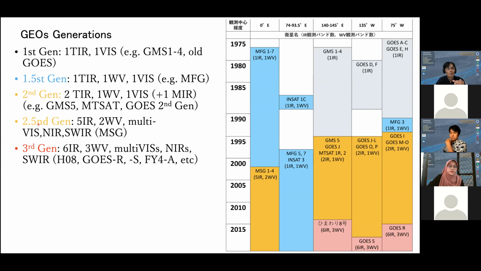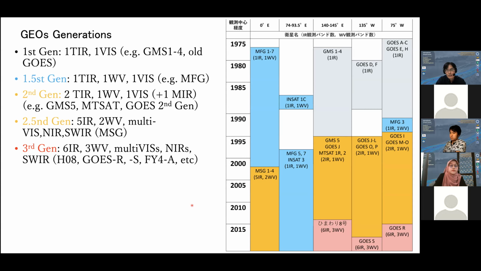And the 2.5 generation has the IR, 2 microwaves, and multiple visible bands. It's like this, and such kinds of histories occur. The initial stage is the early era, where we only have the first generations, and the observation bands are also increasing like this. And recently, we also have the third generations, like Himawari-8, GOES-R and GOES-S, as I will mention later. This is the history of global observations.